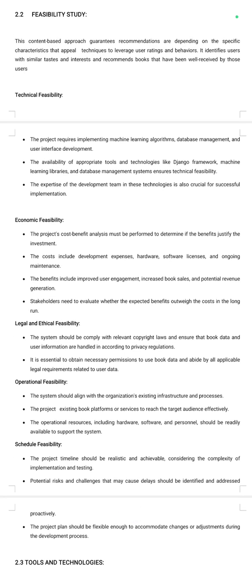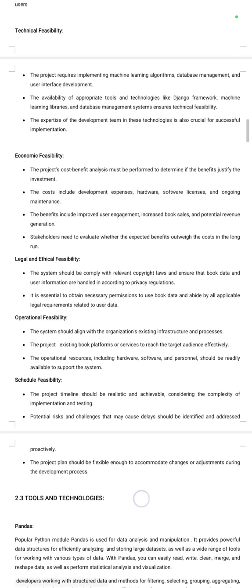Operational feasibility. The system should align with the organization's existing infrastructure or processes. The project should fit an existing book platform or service to reach the target audience effectively. The operational resources, including hardware, software, and personnel, should be readily available to support the system.